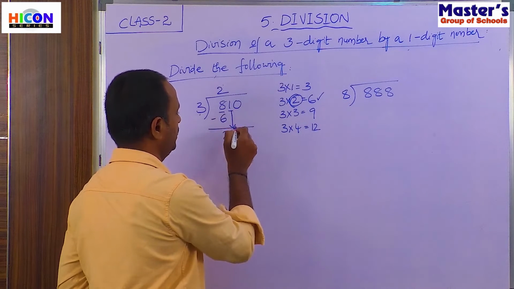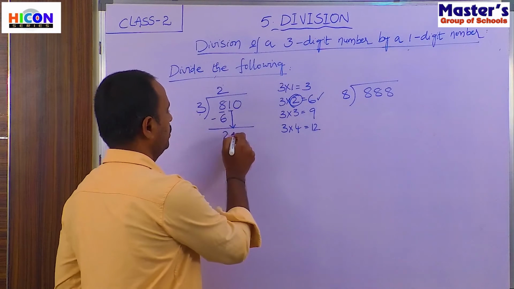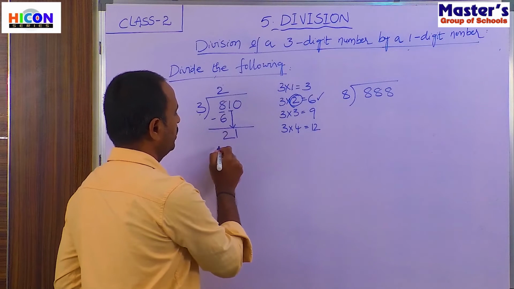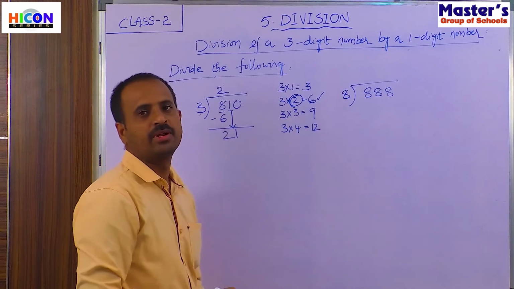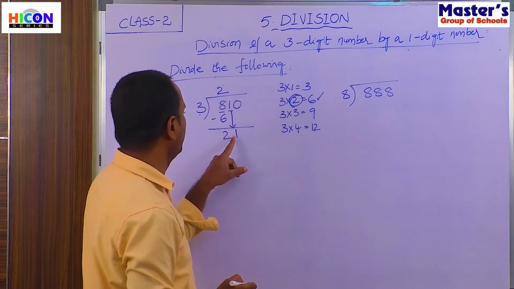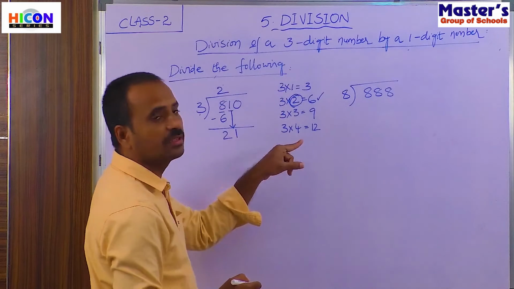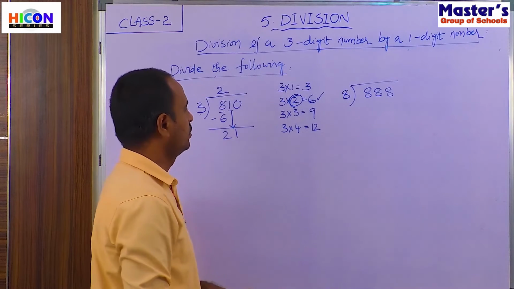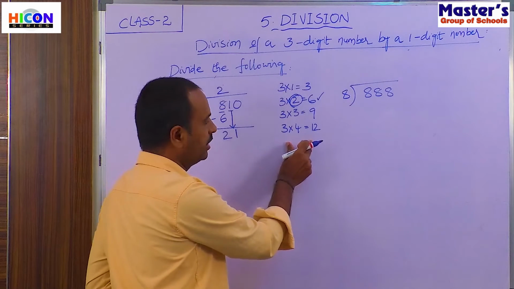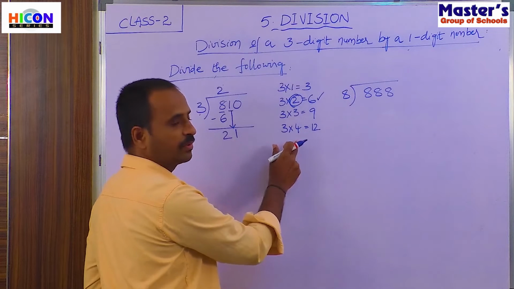So bring down the second digit. If you bring down the 1, the number becomes 21. Now let us find when the number 21 comes in the third table. Continue to write the third table until we get the number 21.